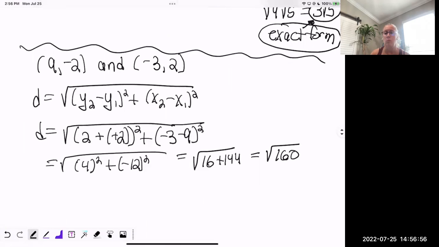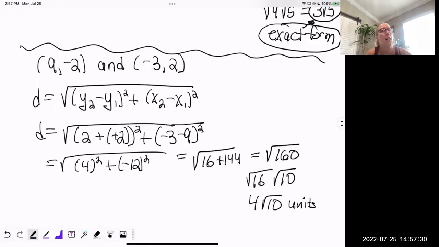Now, 160. That's not a perfect square, but it has a perfect square inside. If you're looking at 16 times 10, you got the biggest perfect square. How do you know you have your biggest perfect square? Because there's no other perfect squares left. There is no perfect square in 10. It's done. So my answer would be 4 radical 10. If they happen to give you units, you would put your units after, like feet, inches, centimeters, because a lot of times they're going to ask you to find the distance in a triangle or something like that. Okay, that's the distance formula.